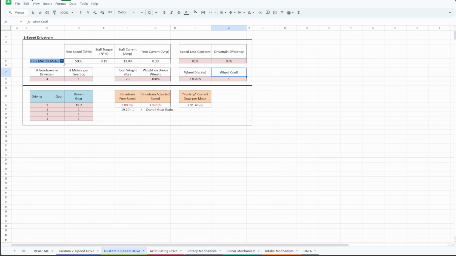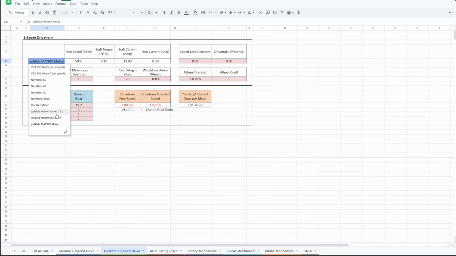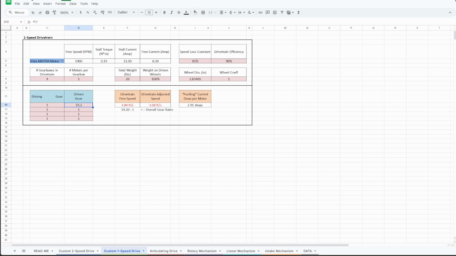We also have our drop downs with all the motors, and I'll go over what is currently happening with team 20190. I'm going to change that, and I'll talk about this section later. What this calculator does is you input a bunch of parameters and it provides you the outputs in these orange boxes with the white cells. So we have the drivetrain free speed after calculations, the adjusted speed based on your efficiency and the speed loss constants, and so on and so forth, as well as your pushing current draw per motor.